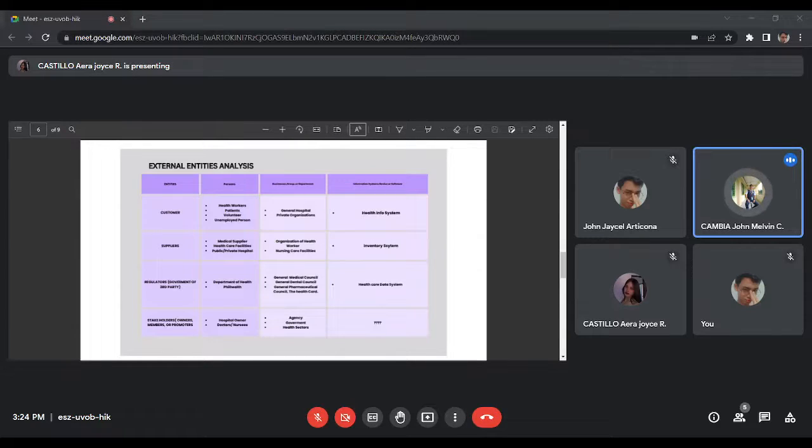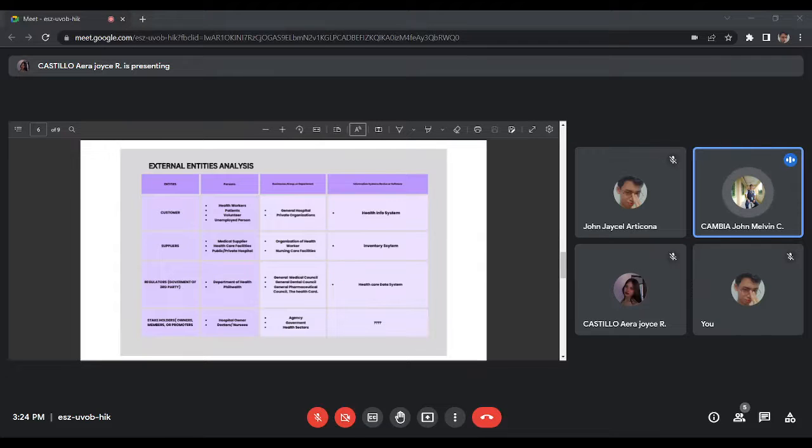Then the department they belong to is the Organization of Health Workers and Nursing Care Facilities. Their information systems device is the health info system and the inventory system, and with this, they do inventory of every supply that the suppliers provide in each hospital.